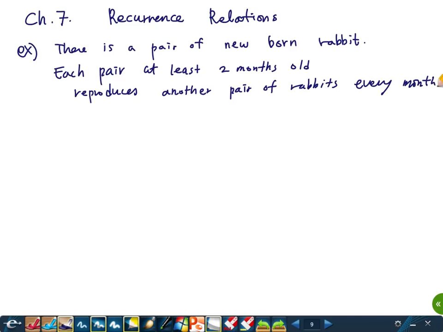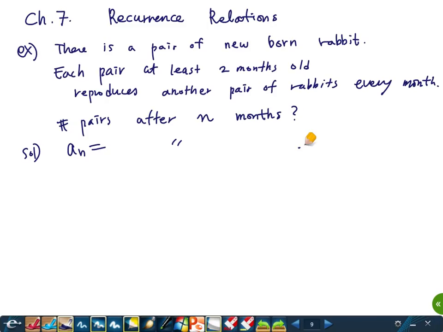Here is the assumption. And this pair will reproduce again if they are at least 2 months old. Then the question is, how many pairs of rabbits are there after n months? This is the question. So the number of rabbits will grow quite quickly under this assumption, and we want to know the exact number of pairs of rabbits after n months. So solution. Let's say an is this number of rabbits after n months.